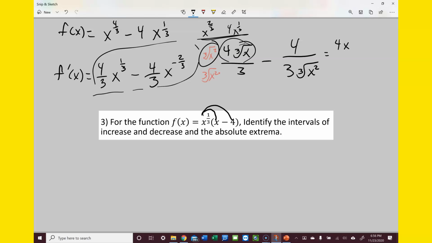And I just get 4x over 3 cube root of x squared minus 4 over 3 cube root of x squared. They have a common denominator now. I'm able to combine them into a single fraction. That's going to give me 4x minus 4 over 3 cube root of x squared.